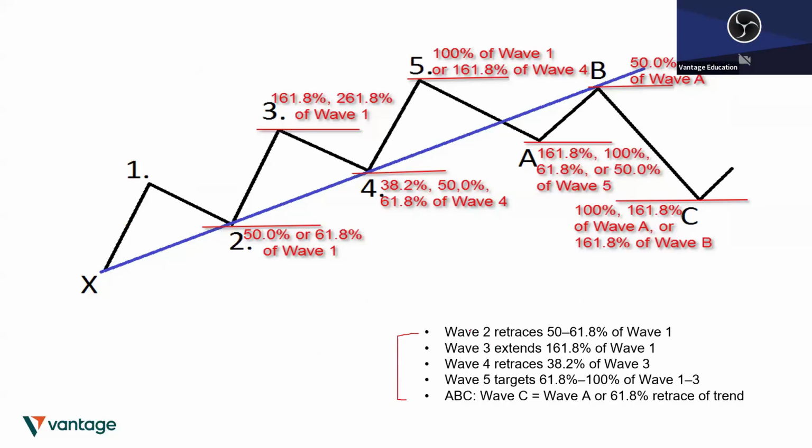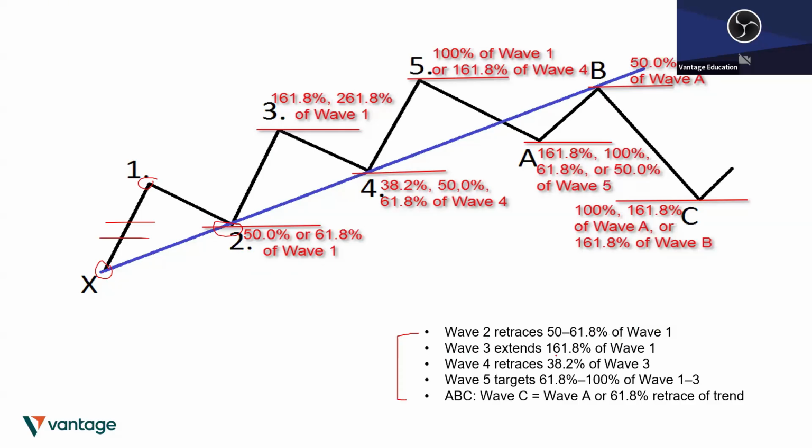These are the guidelines. So wave 2 retraces 50 to 61% of wave 1. So if we measure from here to here, 2 should at least come 50 to 61.8%. Obviously, this is just a guideline and doesn't happen every single time, but if it does happen, it's just further confirmation that you are in fact on the correct wave count.